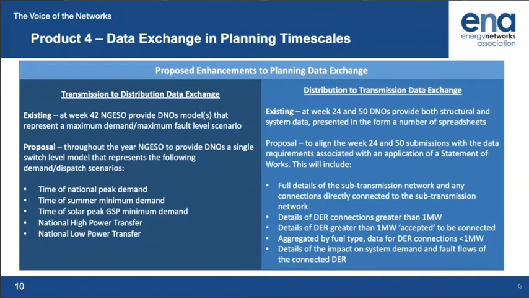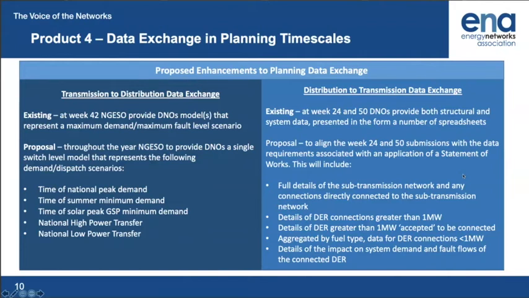distribution network companies, that means both DNOs and IDNOs, to publish all DER connection data above 1 megawatt. So there's an alignment here between the T to D exchange and also what has to be published in an open forum. There'll also be details of the DER connections that are greater than 1 megawatt and are accepted to be connected. So this is giving a little bit more of a forward view of what is likely to be the stresses on the transmission system caused by distributed generation and the like on the distribution system.